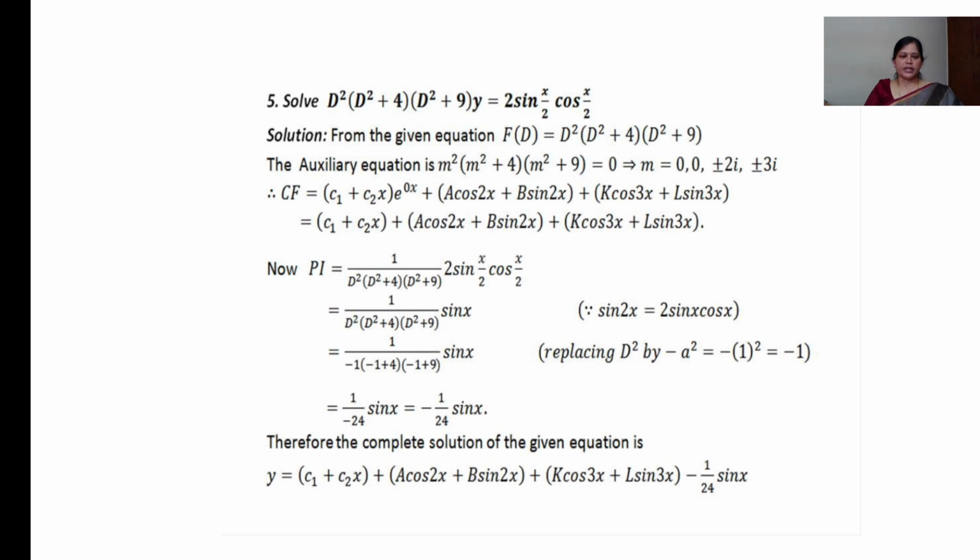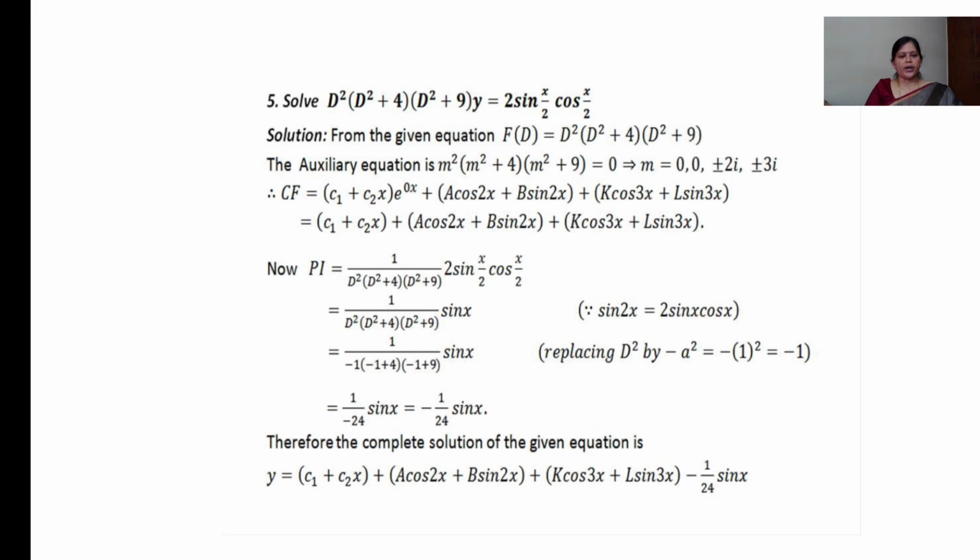So the complementary function is c1 plus c2x into e to the power 0x, which becomes 1, so we only have c1 plus c2x, then a cos 2x plus b sin 2x, and plus k cos 3x plus l sin 3x. Now we are going for the particular integral.